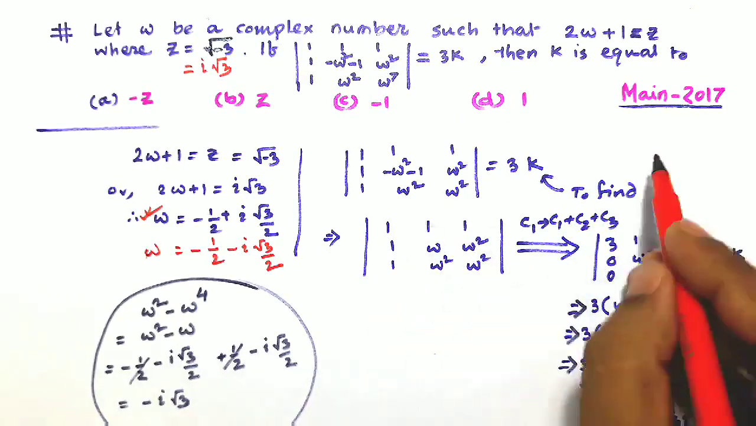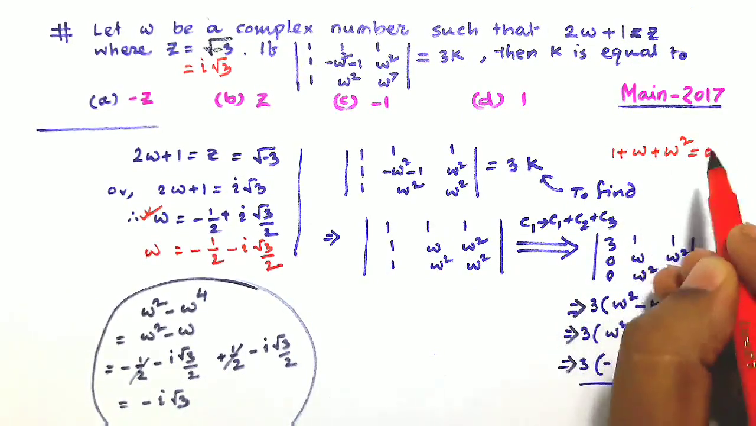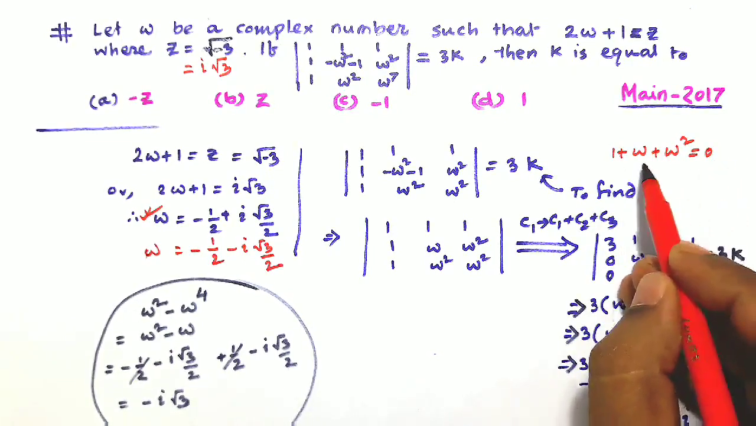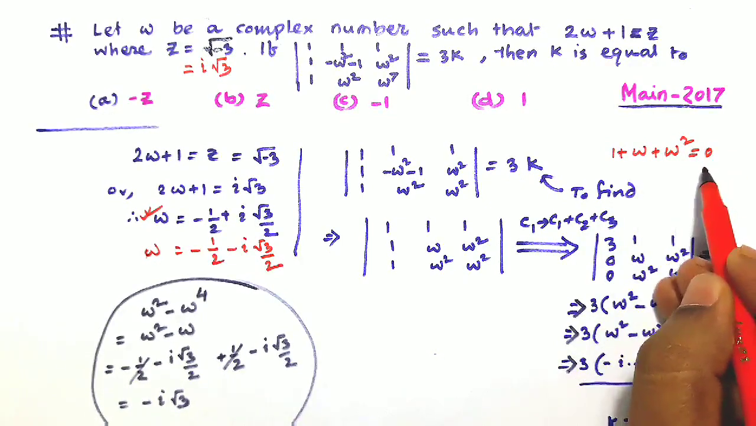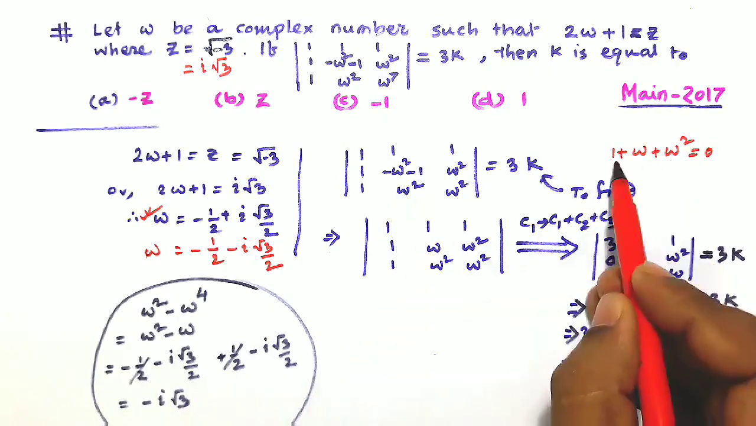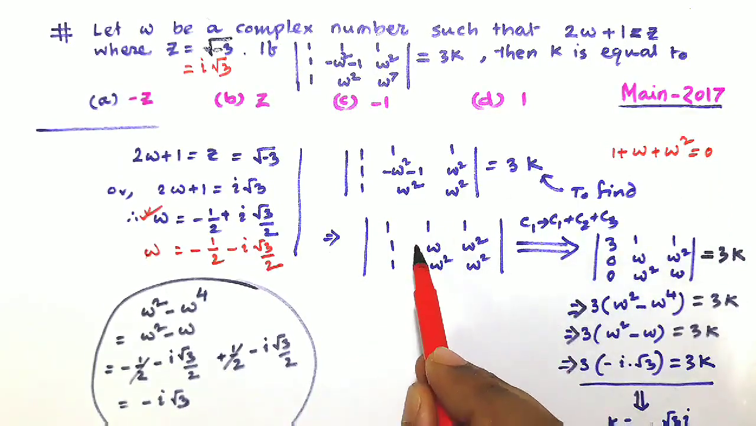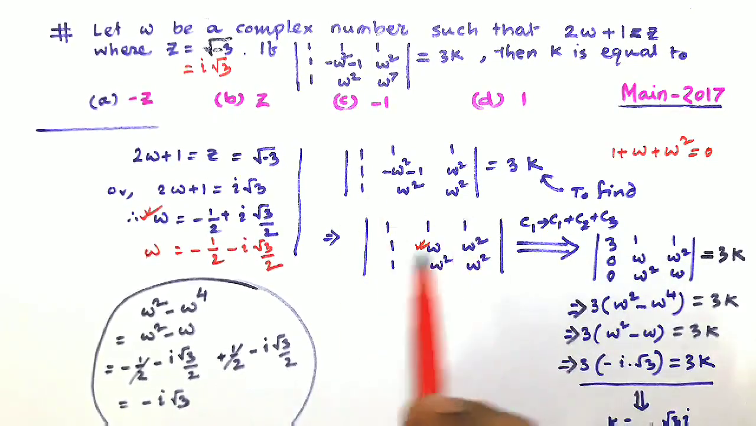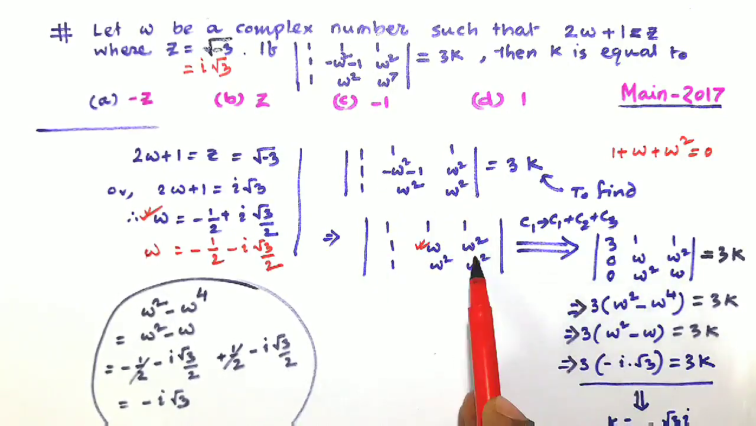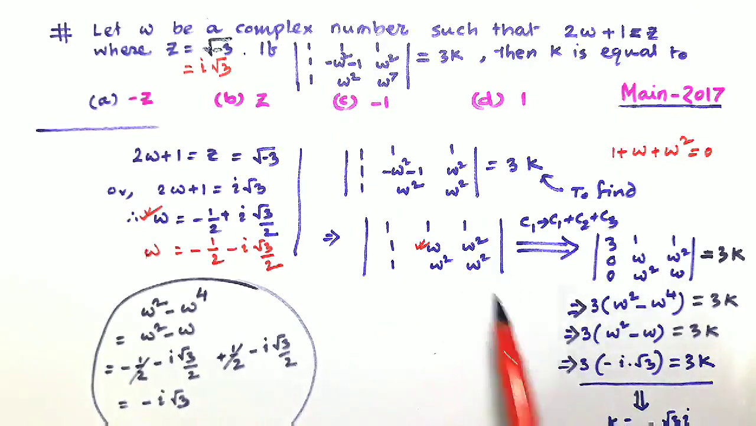One thing is very important, that you know this one, 1 plus omega plus omega square is equal to 0. So 1 plus omega square is equal to minus omega, or 1 plus omega is equal to minus omega square. Now here minus of omega square plus 1. Omega square plus 1 is equal to minus omega. So minus of minus omega is equal to omega. This step is very important. So ultimately you are getting 1, omega square, and the third row is as usual 1 omega square.